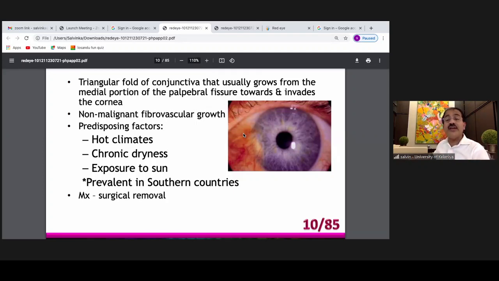Or if the patient has symptoms, irritation, then you will have to remove this pterygium. Right? There is one more situation.